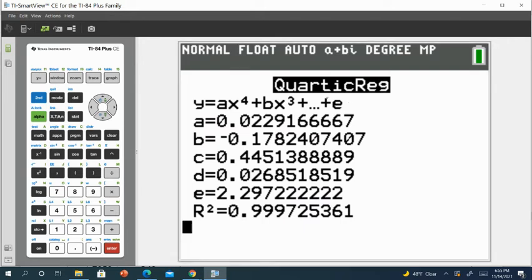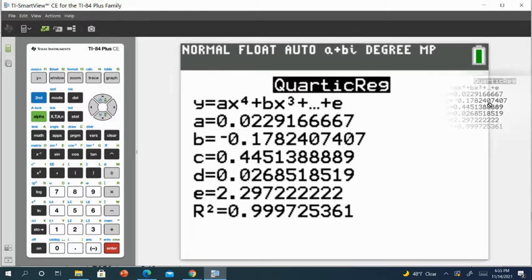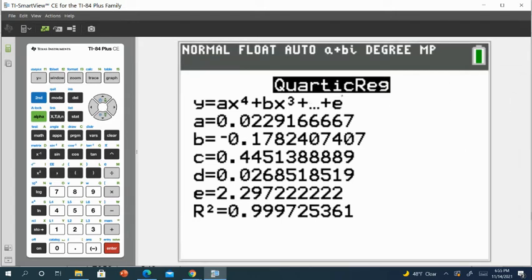Now, you'll notice with quartic, it says ax to the fourth plus bx to the third plus dot, dot, dot plus e. The screen doesn't have enough space for the cx squared plus dx. So you'll notice that they give you all of that data here. You just have to create the equation. A is 0.023. B is negative 0.178. C is 0.445. D is 0.027. E is 2.297. So I'm going to create my equation here.